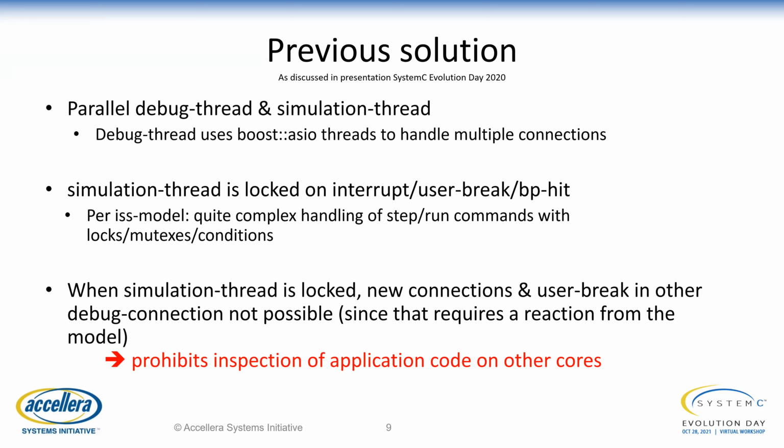And we had one major disadvantage of that implementation: when the simulation thread is locked, we could not have new connections to the simulation, and user break and other debug connections. That was not possible because it required a reaction from the model, which was not possible because the simulation thread was locked. So basically it prohibited inspection of application code on other cores when you had hit a breakpoint in one of your ISS models. So this was seen as, rightfully, a severe disadvantage of that approach.